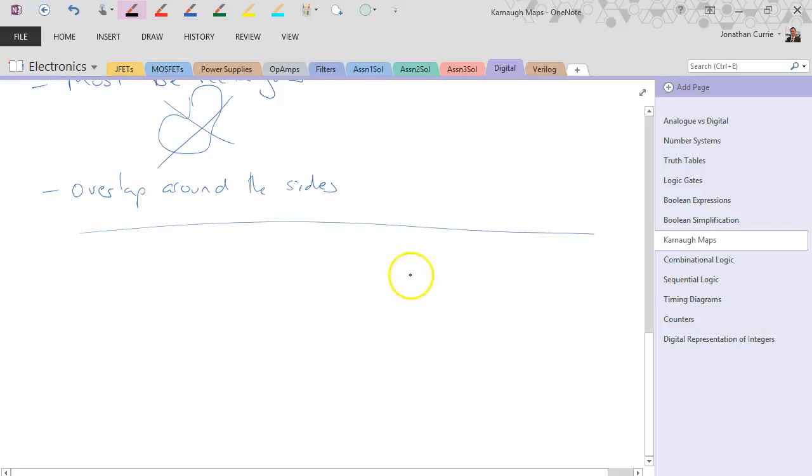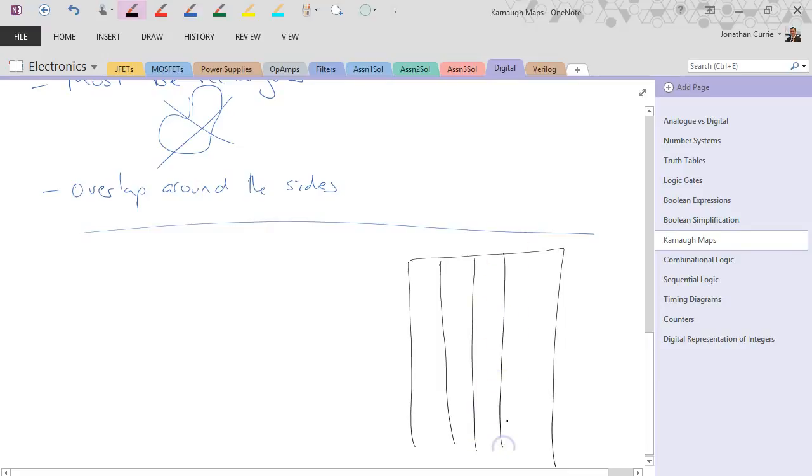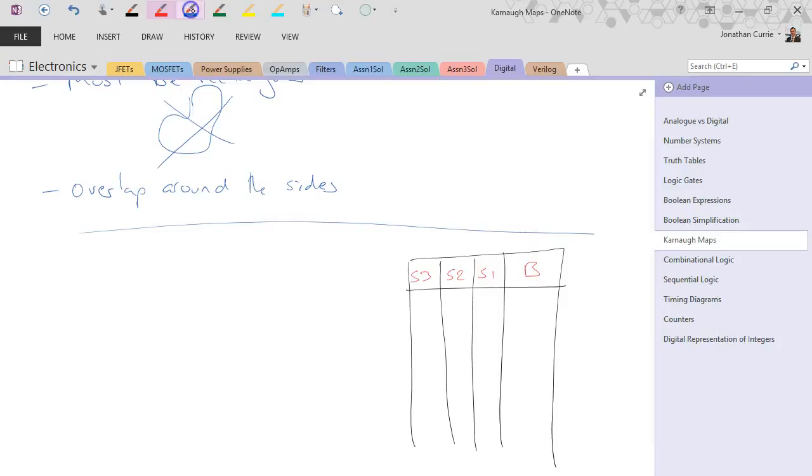So let's just draw the truth table again. 3 inputs, S3, S2, S1, and our buzzer. We'll quickly fill this in.